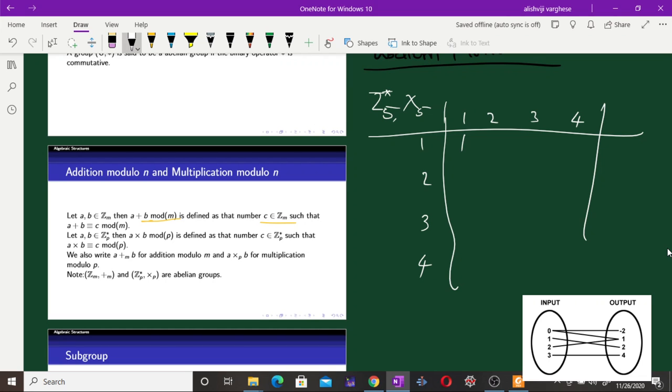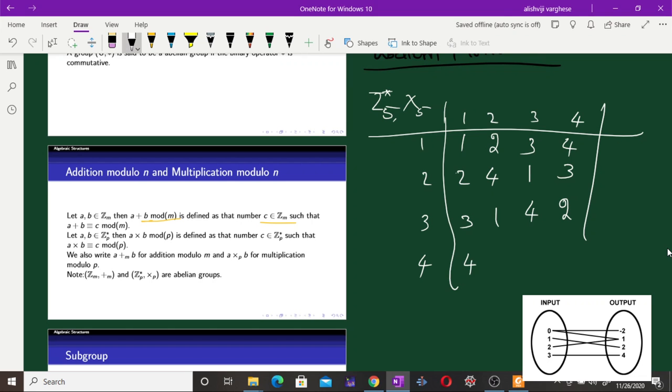And 1 times 1 is 1, 1 times 2 is 2, 1 times 3 is 3, 1 times 4 is 4, 2 times 1 is 2, 2 times 2 is 4, 2 times 3 is 6. But when we divide 6 by 5, the remainder is 1. 2 times 4 is 8. The remainder when we divide by 5 is 3. 3 times 1 is 3. 3 times 2 is 6. 3 times 3 is 9. When we divide by 5, the remainder is 4. 3 times 4 is 12, and the remainder is 2.